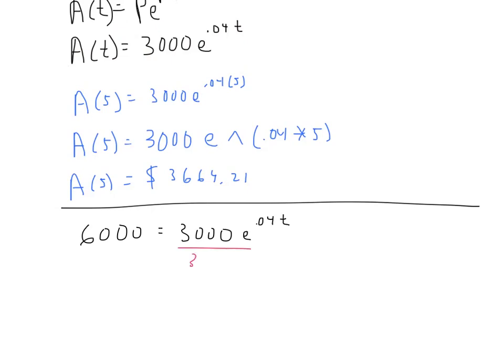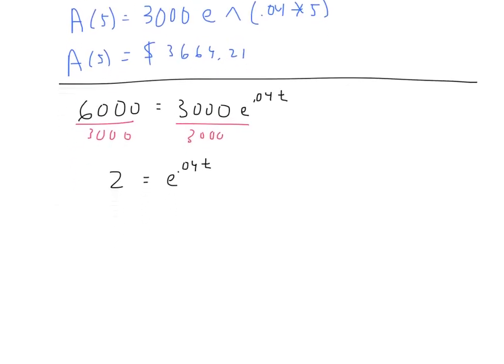First thing I'm going to do is divide both sides by 3,000. And then I get 2 is equal to e to the 0.04 times t. Okay, and then we need to use a logarithm here. Right? So if we use a logarithm, this is going to be log base e of 2 equals 0.04 times t. Okay, now here's where I need to tell you something special. Whenever we have a base of e, we use a special kind of logarithm. And it's called the natural logarithm. So this is actually the same thing as saying the natural logarithm of 2 equals 0.04t.